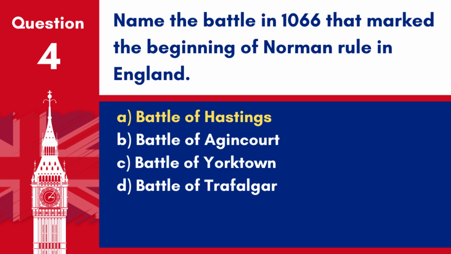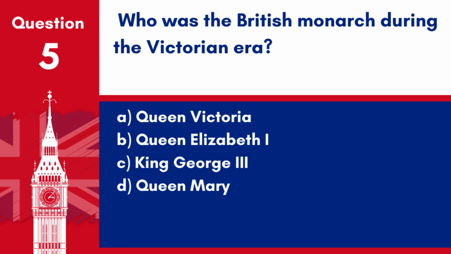Answer. A. Battle of Hastings. The Battle of Hastings in 1066 saw the Normans, led by William the Conqueror, defeat the English army and start Norman rule in England.